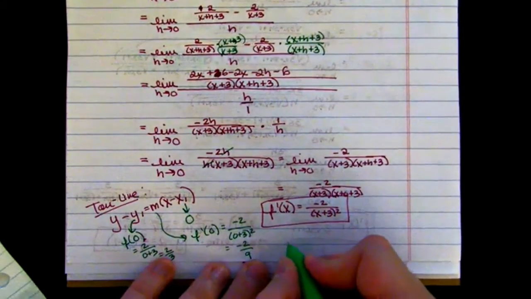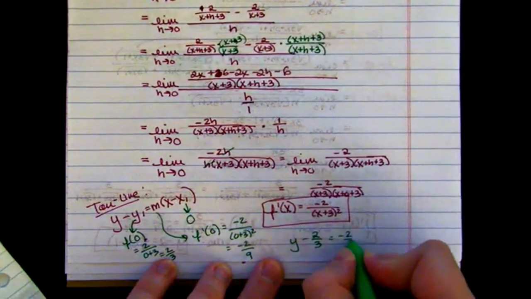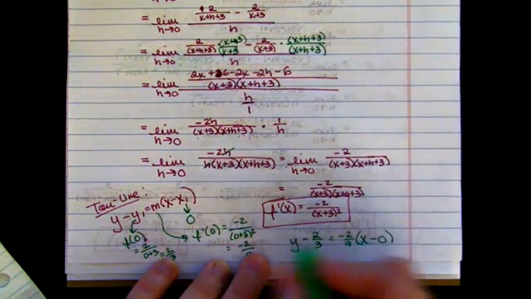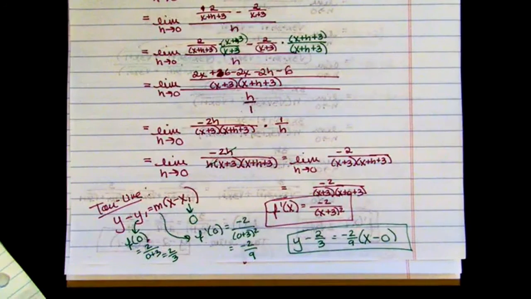My tangent line is going to be y minus 2/3 equals negative 2/9 times x minus 0, or just x. Either way is going to work. Let's check that with Desmos.